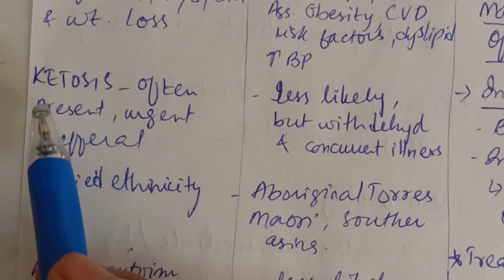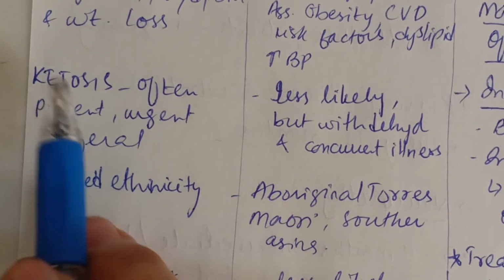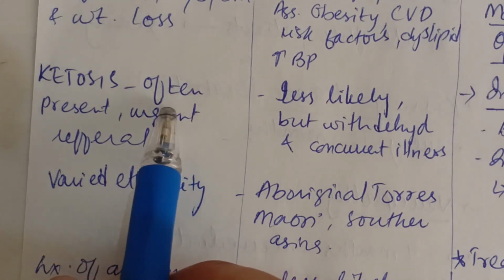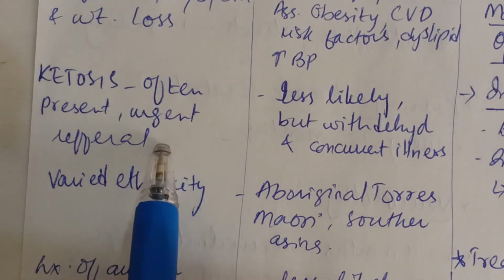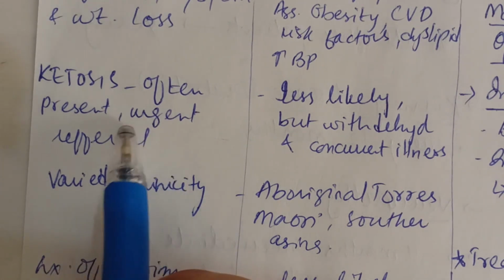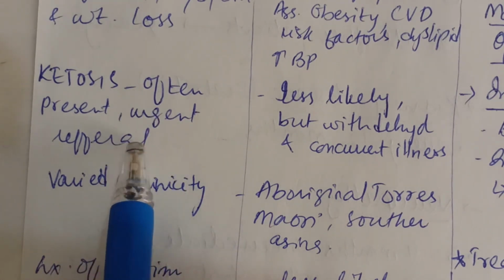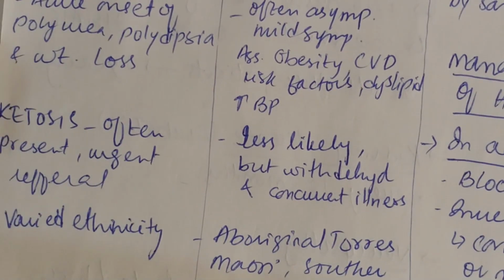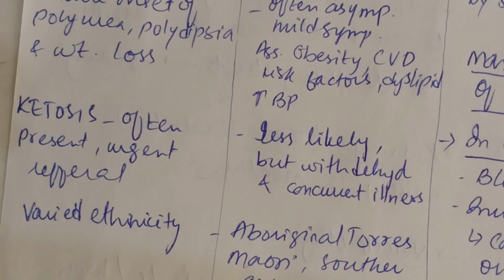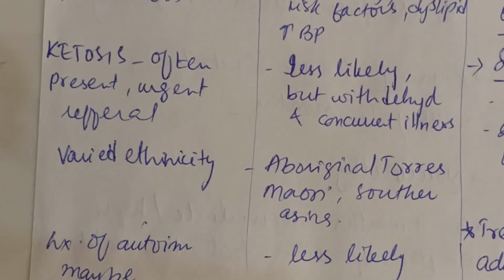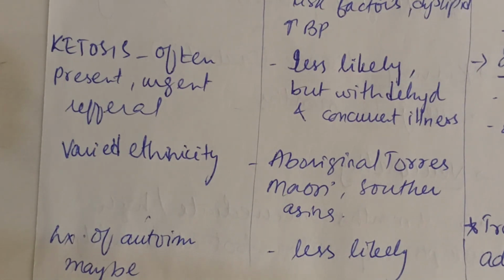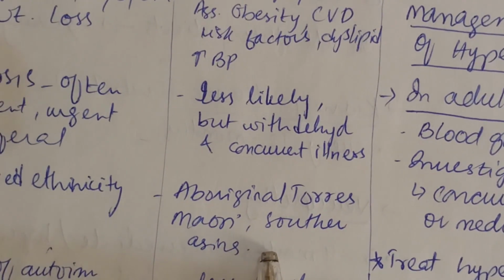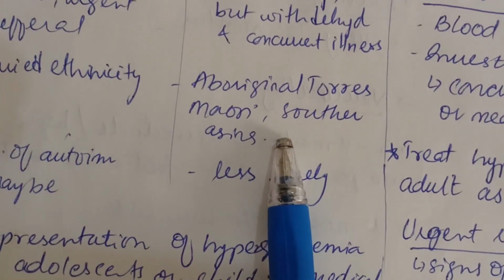Ketosis can be the most important feature of type 1 diabetes. It is often present in type 1, and most children present with ketosis when they first present in the emergency. Urgent referral is required in case of ketosis. In type 2 diabetes, ketosis is less likely, but with dehydration and concurrent severe illness, it can also present in type 2 diabetes. Type 1 diabetes occurs in various ethnicities, whereas type 2 diabetes is common in Aboriginal and Torres Strait Islanders, Maori, and Southern Asians.